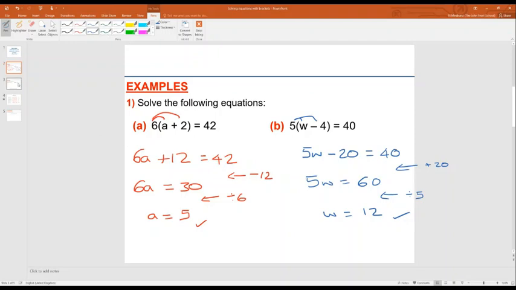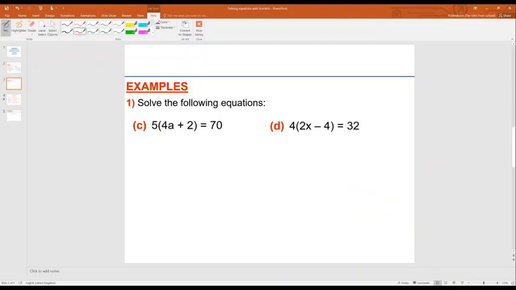Okay, moving on then. So just two more with a bit more practice, and then you can have a go at some yourself. So we're going to expand the bracket first. 5 times 4a is 20a. 5 times 2 is 10. That is equal to 70 in this question. Now we start doing the inverse. This says plus 10, so the opposite is to subtract. So 20a equals 70 minus 10, that's 60, isn't it?